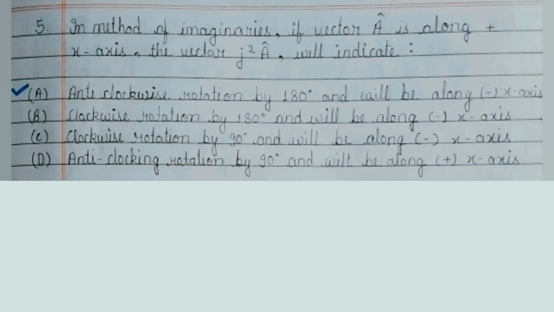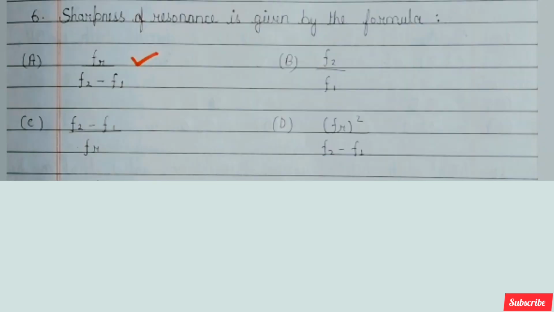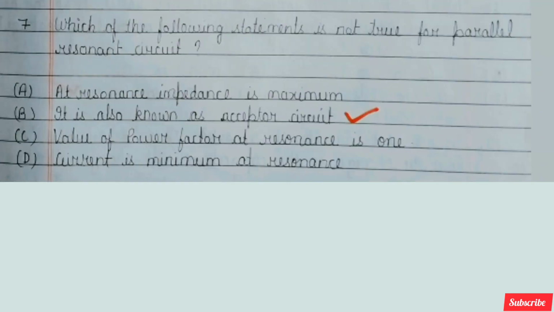Next question is, in method of imaginaries, if vector A is along positive x-axis, the vector x square A will indicate. Option A is right. Next question is, sharpness of resonance is given by the formula. Option A is right. Next question is, which of the following statements is not true for a parallel resonant circuit? Option B is right. It is also known as acceptor circuit.